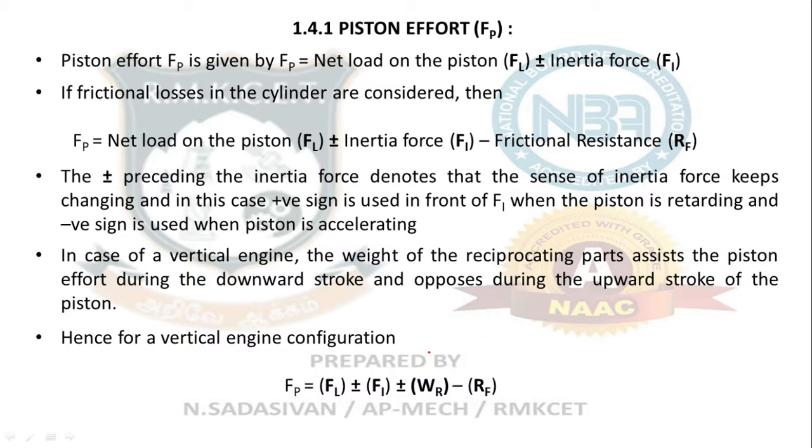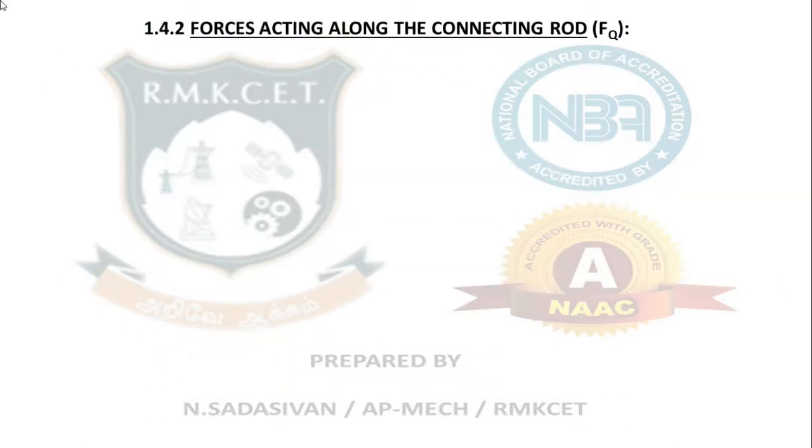So the general formula is piston effort is equal to load on the piston plus or minus inertia force plus or minus weight of the reciprocating parts minus frictional resistance. This is a general formula. Okay, fine. Let's go to the next item.